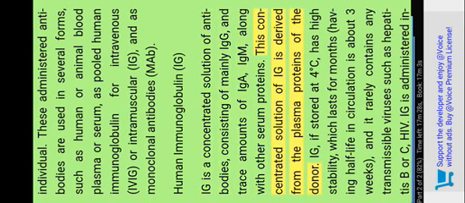This concentrated solution of IG is derived from the plasma proteins of the donor. IG, if stored at 4 degrees Celsius, has high stability, which lasts for months, having a half-life in circulation of about 3 weeks, and it rarely contains any transmissible viruses such as hepatitis B or C, HIV. IG is administered intramuscularly, IM.